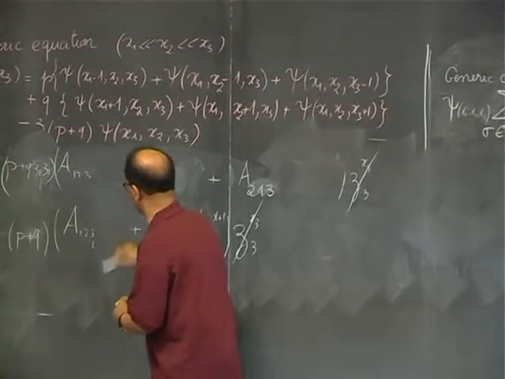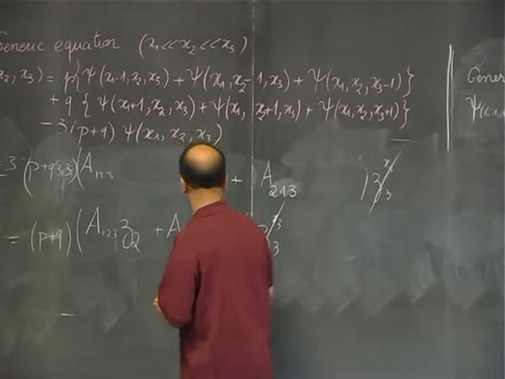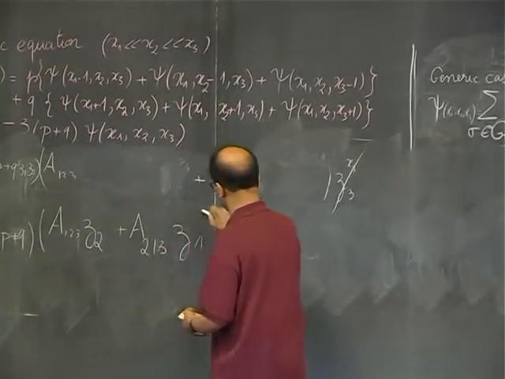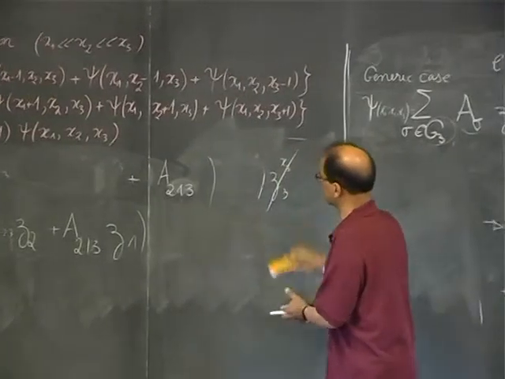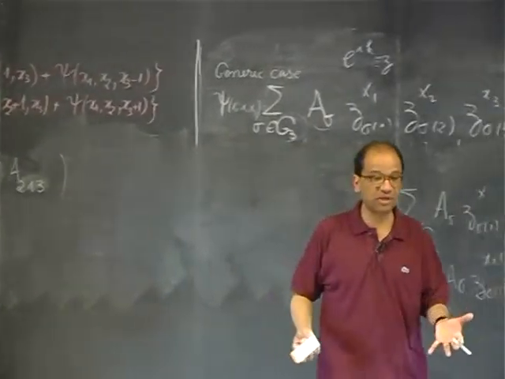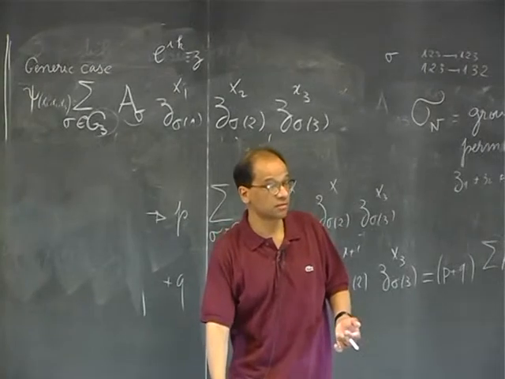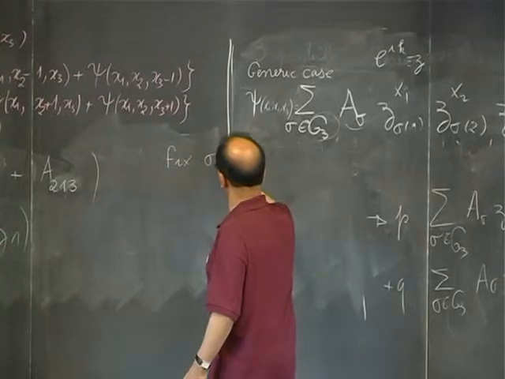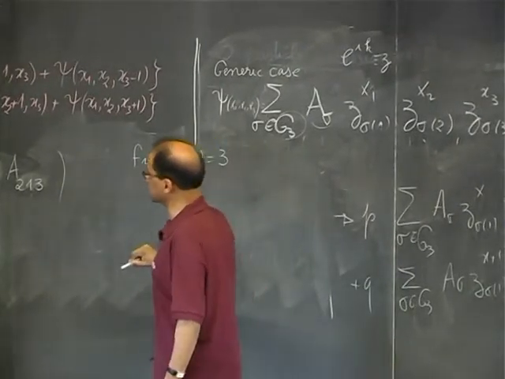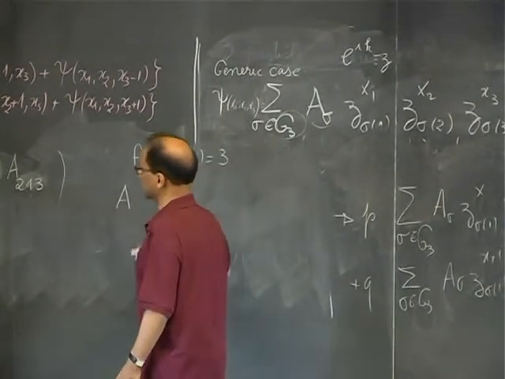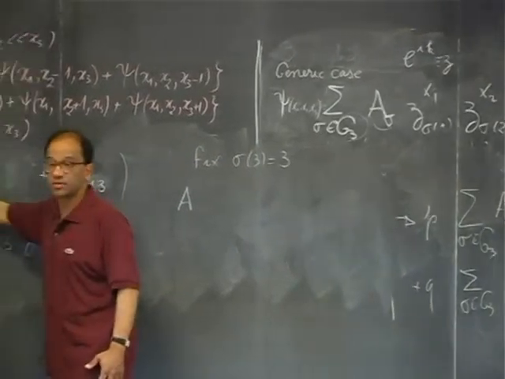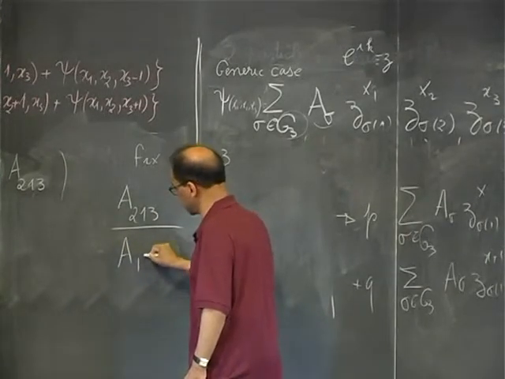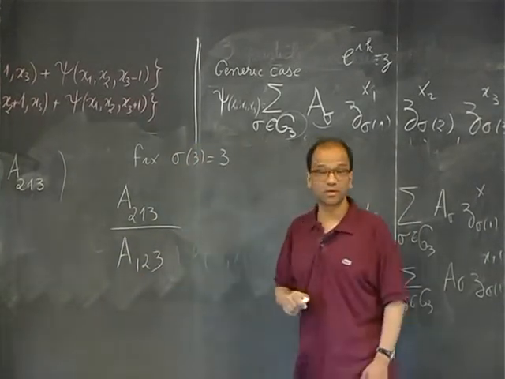z2 will come here, and z1 will come here. So this gives me one relation between the amplitudes. Okay? So if I fix sigma 3 equal to 3, this will give me the ratio of A1. Let's call this the identity. This is the basic term. So this will give me the ratio of A213 over A123. Okay?